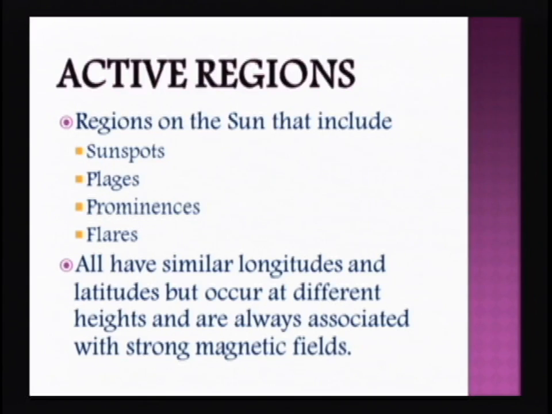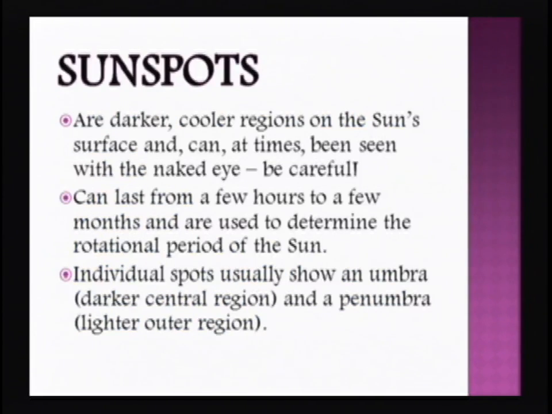Then we have active regions on the sun. They include sunspots, plages, prominences, flares, all those kinds of things. They all have similar longitudes and latitudes, but they seem to occur at different heights, and they always seem to be associated with really strong magnetic fields. And that's probably true of a lot of stars out there, that they're going to have very strong magnetic fields because of what's going on within those stars. Sunspots are darker, cooler regions on the surface.